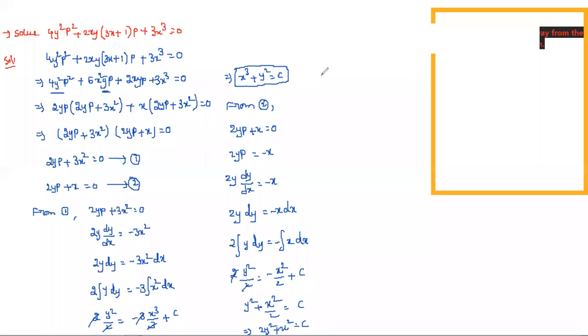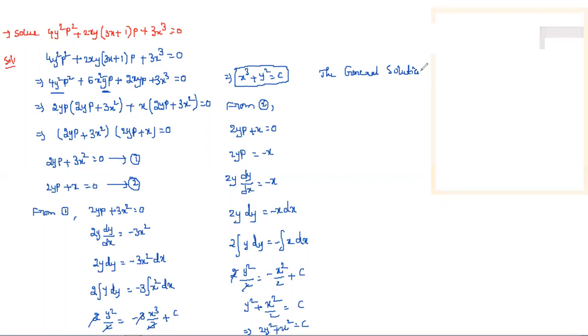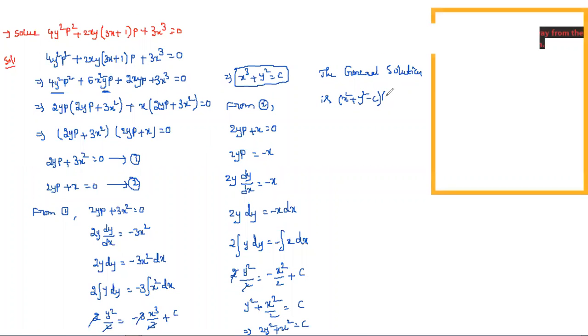And finally you can write the general solution. The general solution of the given differential equation is, simply we can write x cube plus y square minus c into 2y square plus x square, after taking LCM, minus 2c is equal to 0. So this is the total general solution of the given equation.